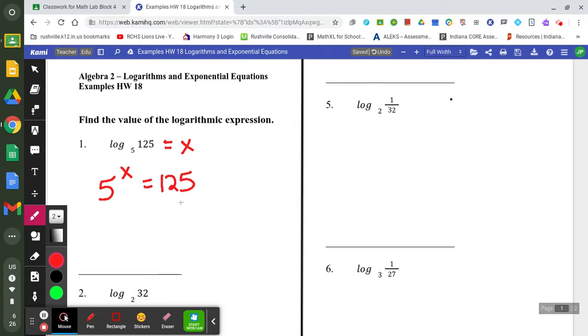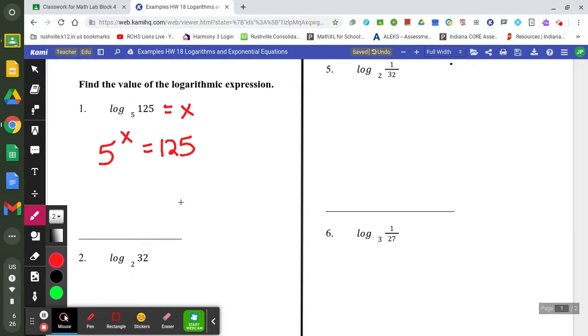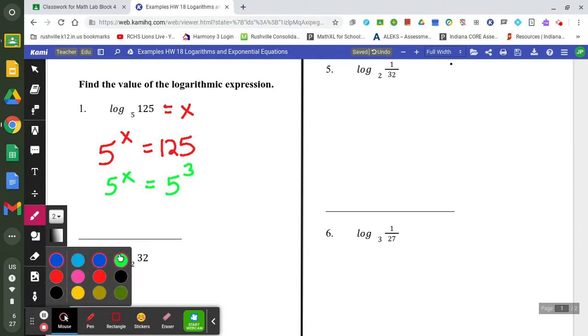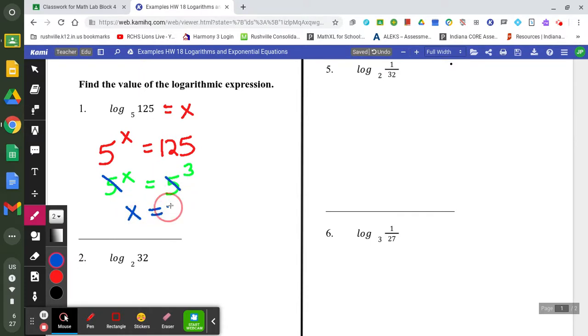And then this looks like homework 17, where we made sure we had the same bases. So 5 to the x power, and if you use your base chart, 125 is 5 to the third power. Once we have the same bases, we mark out the bases and put the exponents equal to each other. And this one, there's no more to solve. It's just x equals 3.